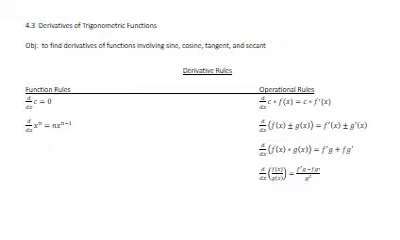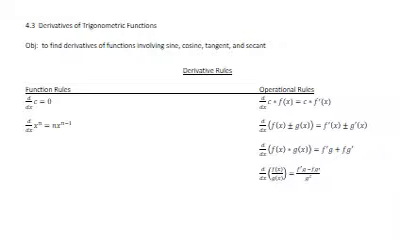In this lesson, we're going to be adding to the function rules that we know derivatives for. We'll be looking at trig functions: sine, cosine, secant, and tangent. We could find the derivatives of the two remaining trig functions, cosecant and cotangent, by knowing those four.